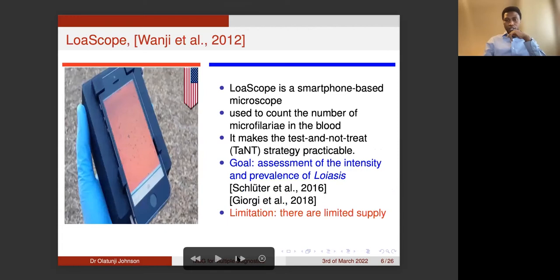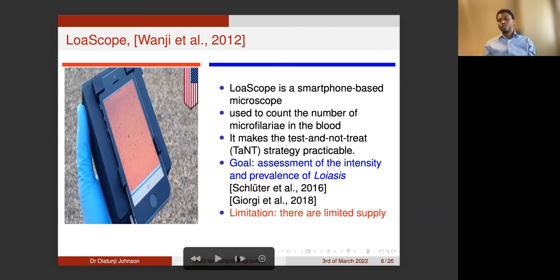The other one, which is pretty recent, is the LoaScope. So this LoaScope is a mobile smartphone-based microscope. Basically, they take the blood and then they put it on this smartphone, and it's able to record the number of microfilariae in that blood. And then they've been using this in different settings. But the problem with this actually is that there are few LoaScopes that are available.